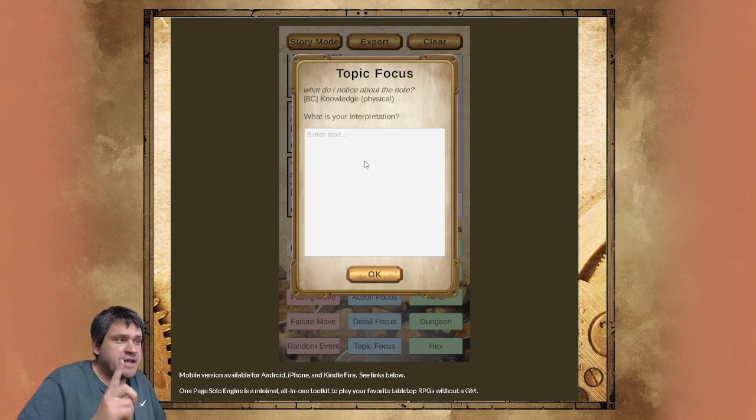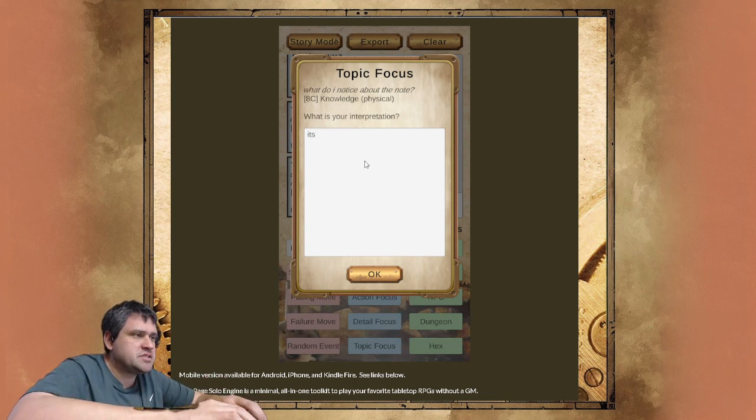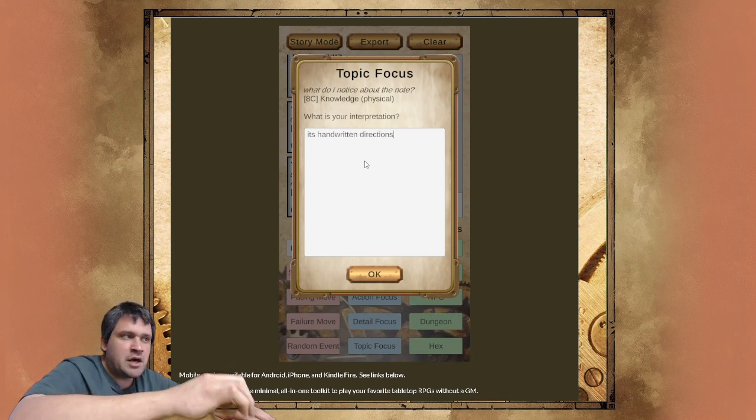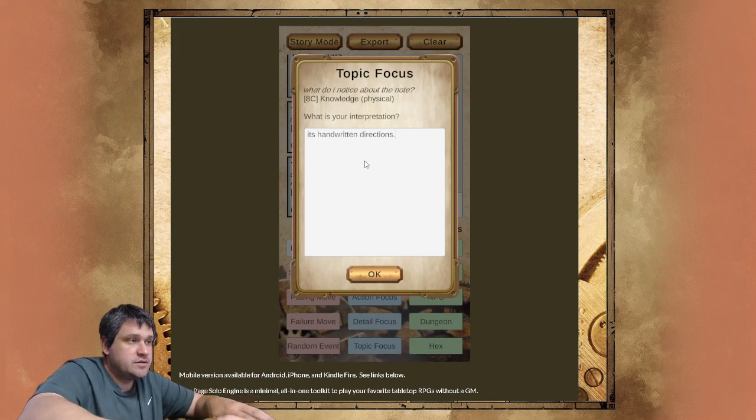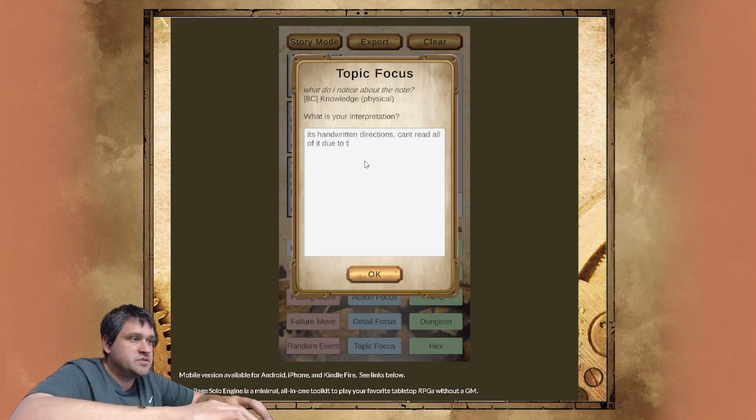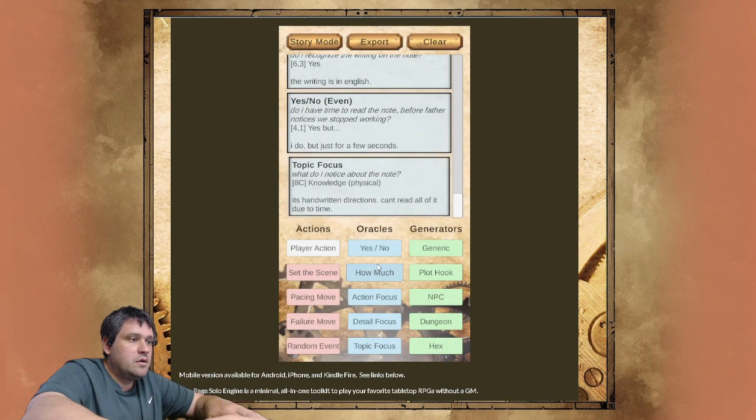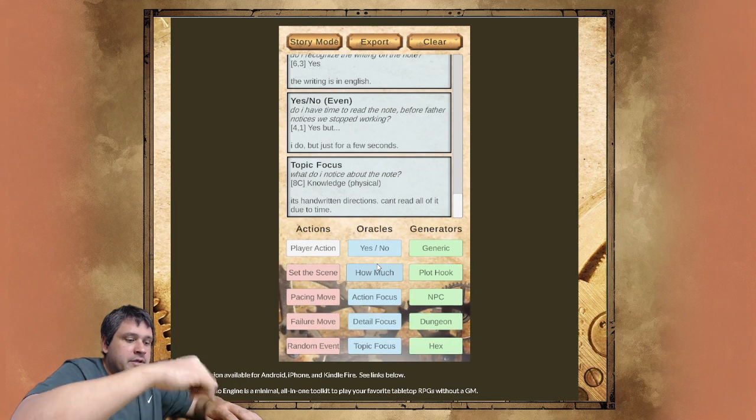It's a map. I'm going to say it's handwritten notes on how to get somewhere. So it's handwritten directions. Like make a left, make a right, blah blah blah. But we don't get to see all of it. Can't read all of it due to time.